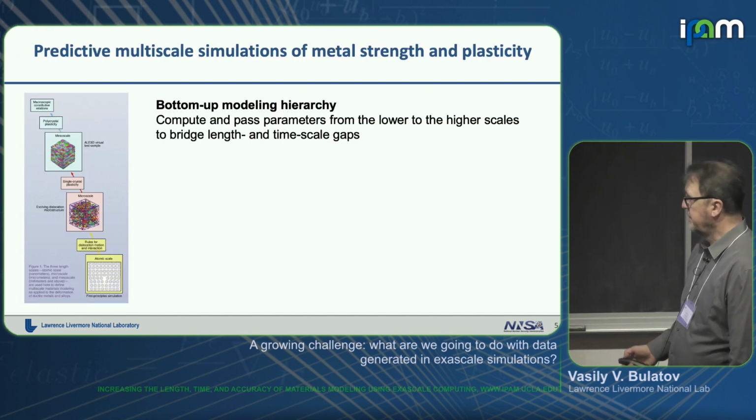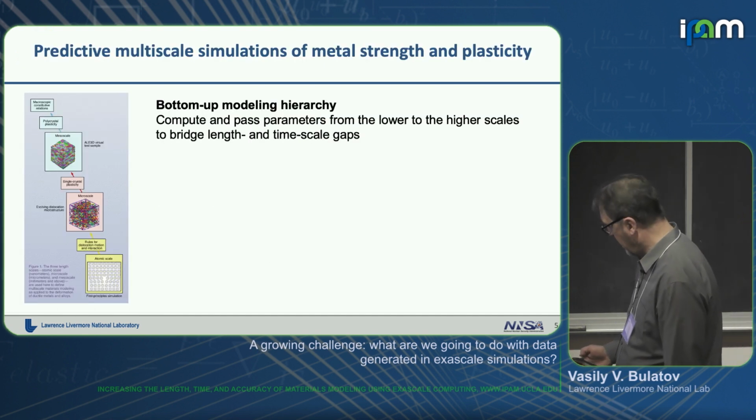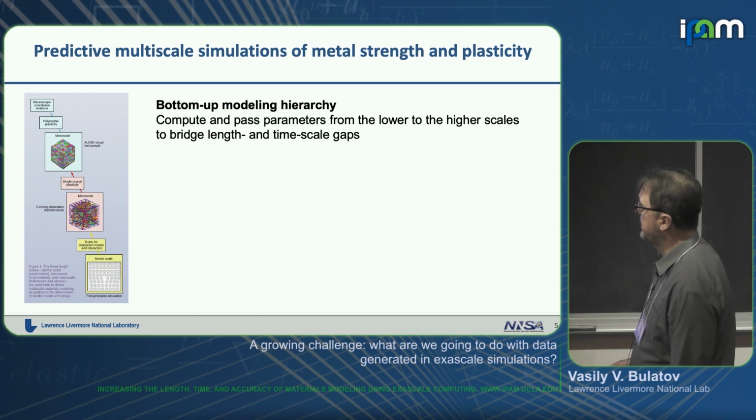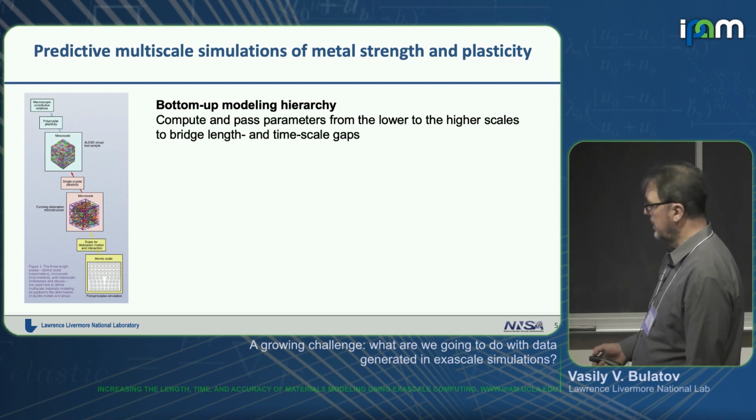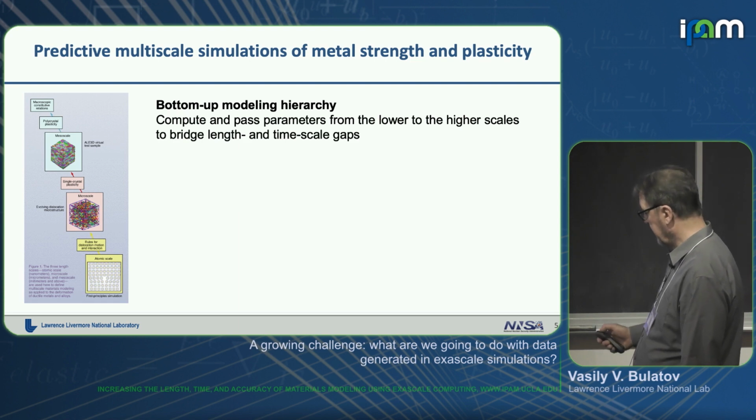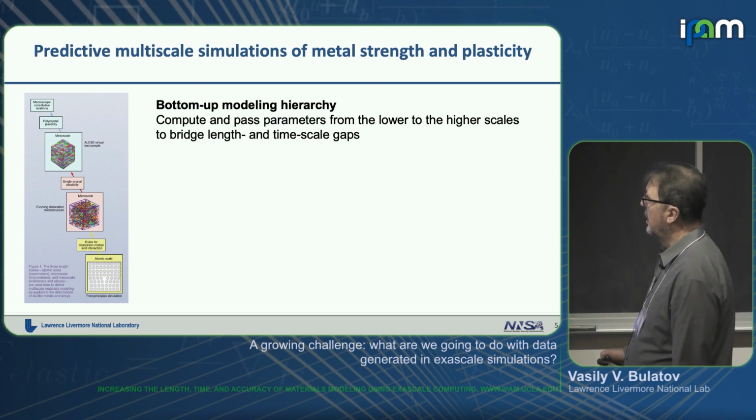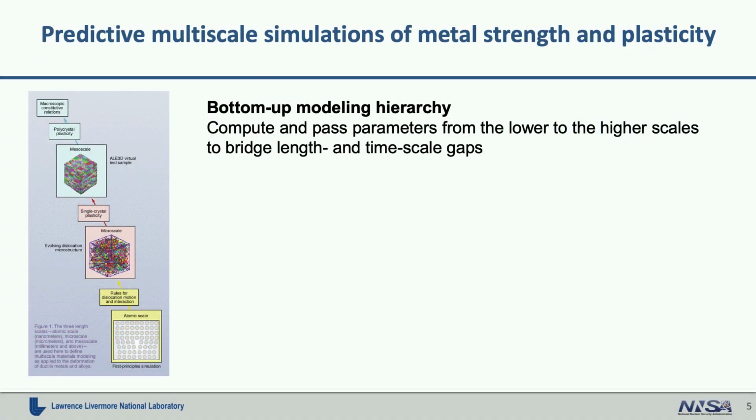And since about 1995, when this program was first established, it has been realized that when it comes to predicting strength and plasticity of metals, we can build a bottom-up modeling hierarchy where we compute parameters, say, with density functional atomistic simulations, feed them into some mesoscopic method, which I'll talk more about, dislocation dynamics here, and then to continuum engineering calculations and so on, and then we can actually predict how a part will behave under appropriate conditions.